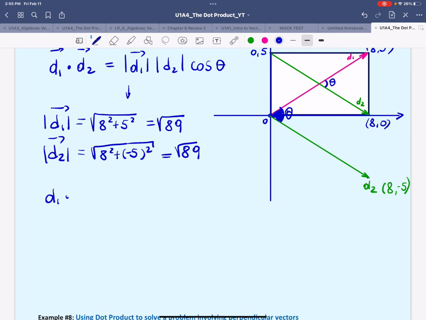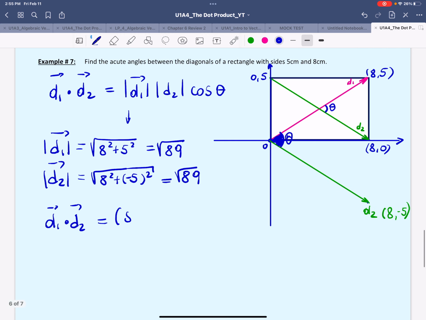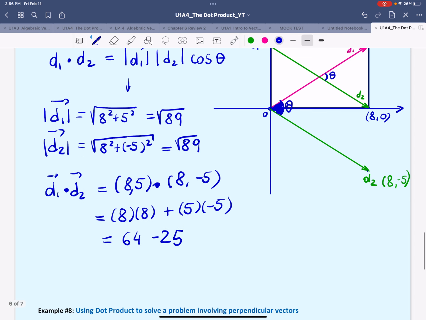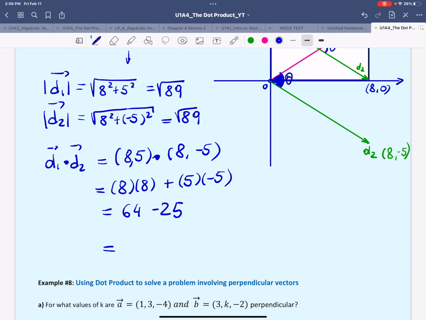Now D1 dot D2 would be 8 and 5 dot 8 negative 5. So we have 8 times 8 plus 5 times negative 5. So that would be 64 minus 25, and 64 minus 25 will give 39. So the dot product D1 D2, that's the algebraic dot product, equals 39.